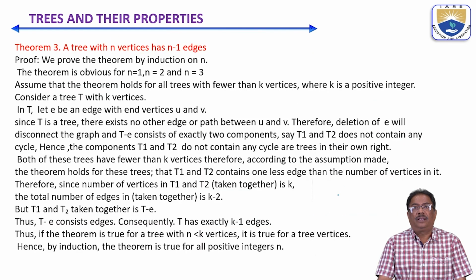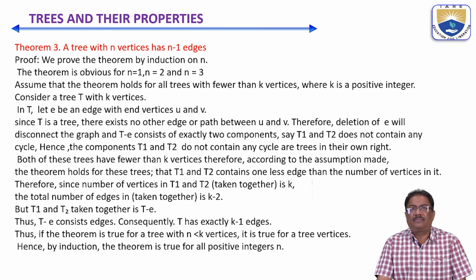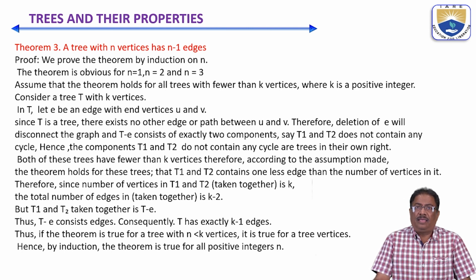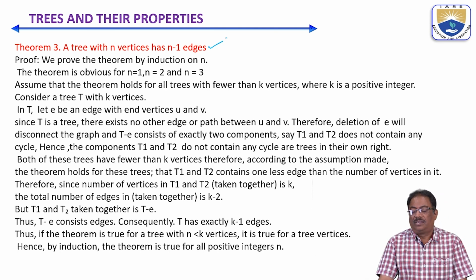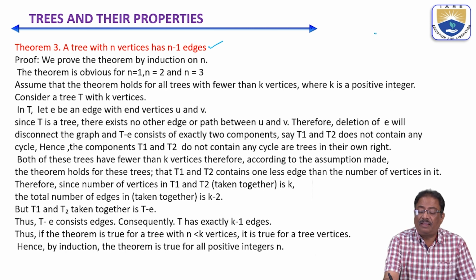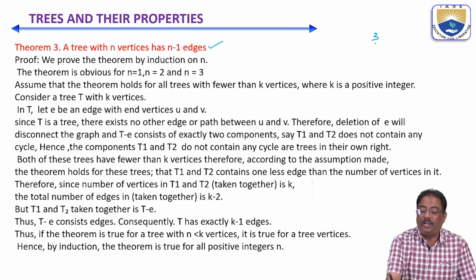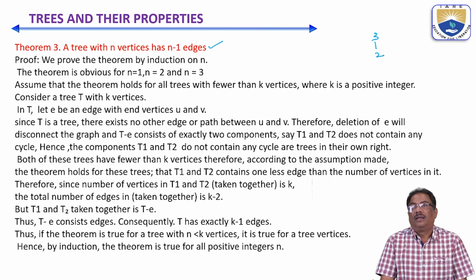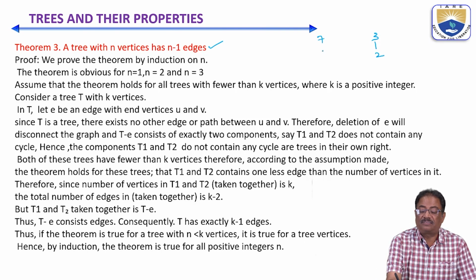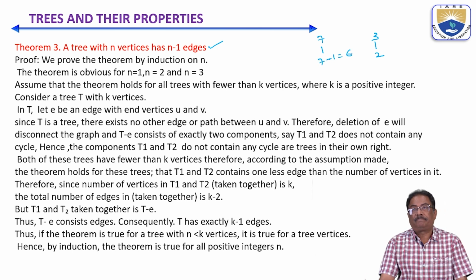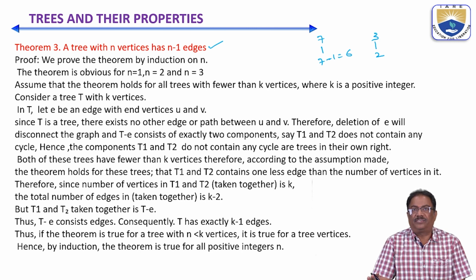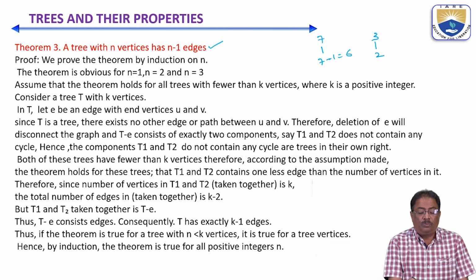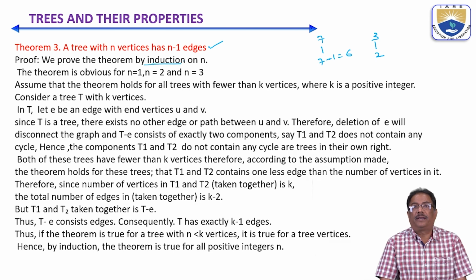Now let us go to another one: a tree with n vertices has n minus 1 edges. That means a tree which has 3 vertices has only 2 edges. A tree which has 7 vertices has 7 minus 1, so 6 edges. So the number of edges is the number of vertices minus 1. This we have to prove using mathematical induction.